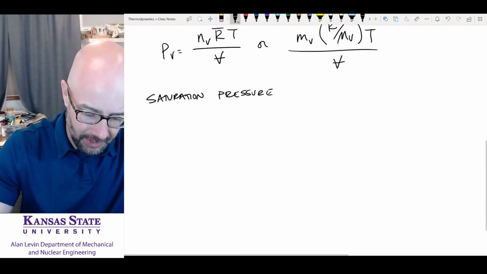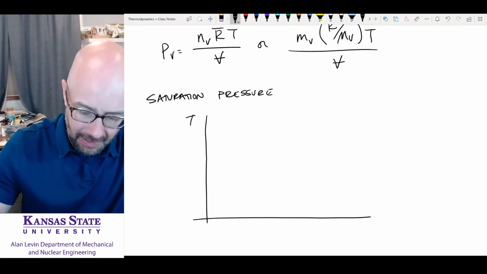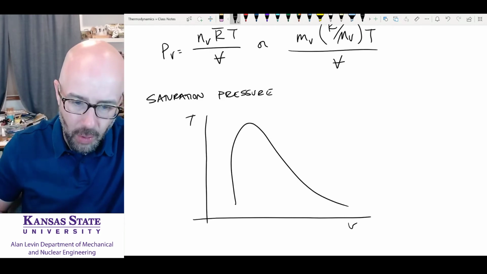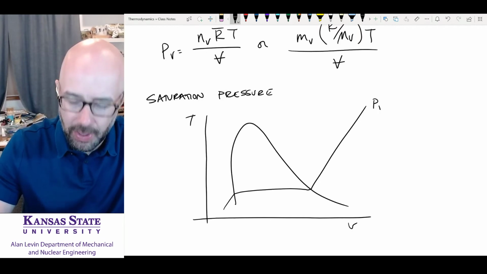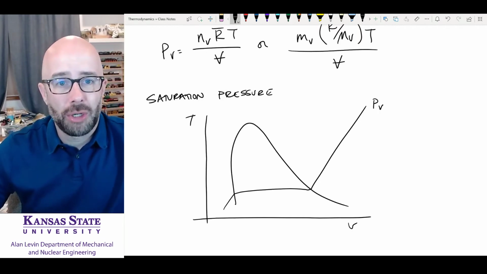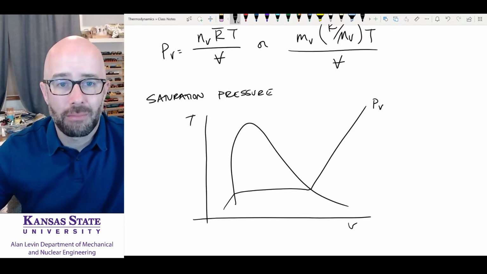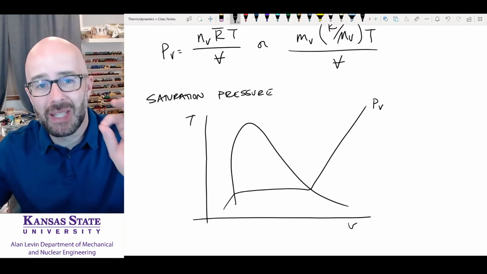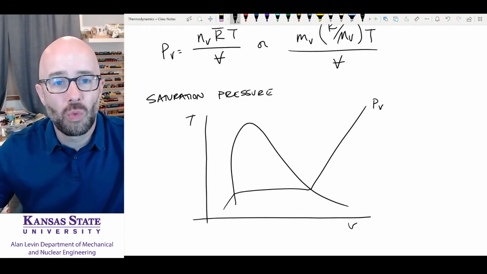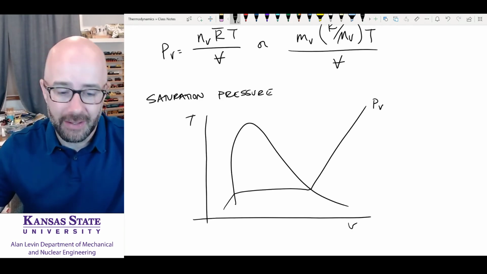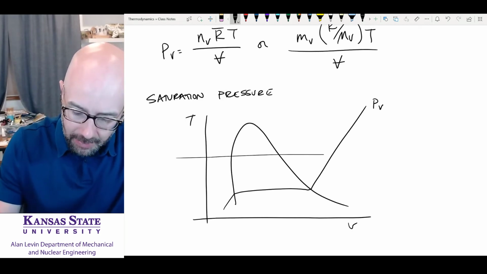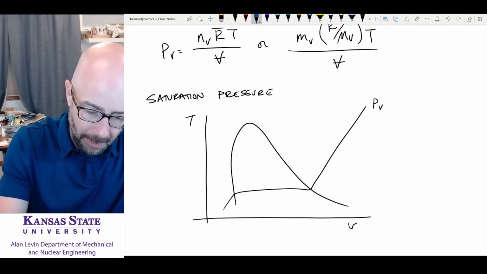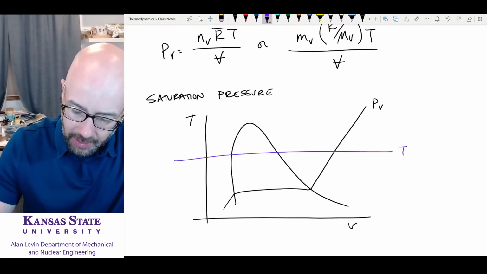So let's draw ourselves a TV diagram. And here's our good friend, our vapor dome. And over here we're going to say this is the partial pressure of our water vapor, same as the pressure of our water vapor before, but now we're specifically saying it's a partial pressure because it's one of two components in a system. And let's say we're over here. This is the temperature of the mixture.